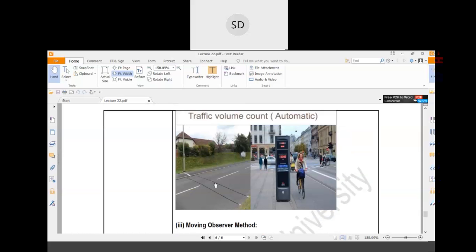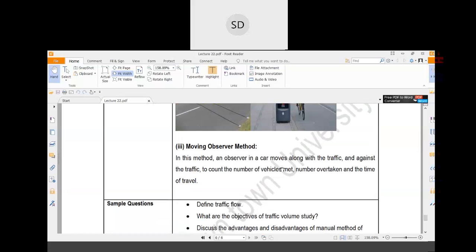So basically, that is your pneumatic tube and that is your automatic counter. Now, another method to count the traffic volume is the moving observer method. In the moving observer method, what will happen? Suppose you are the observer.